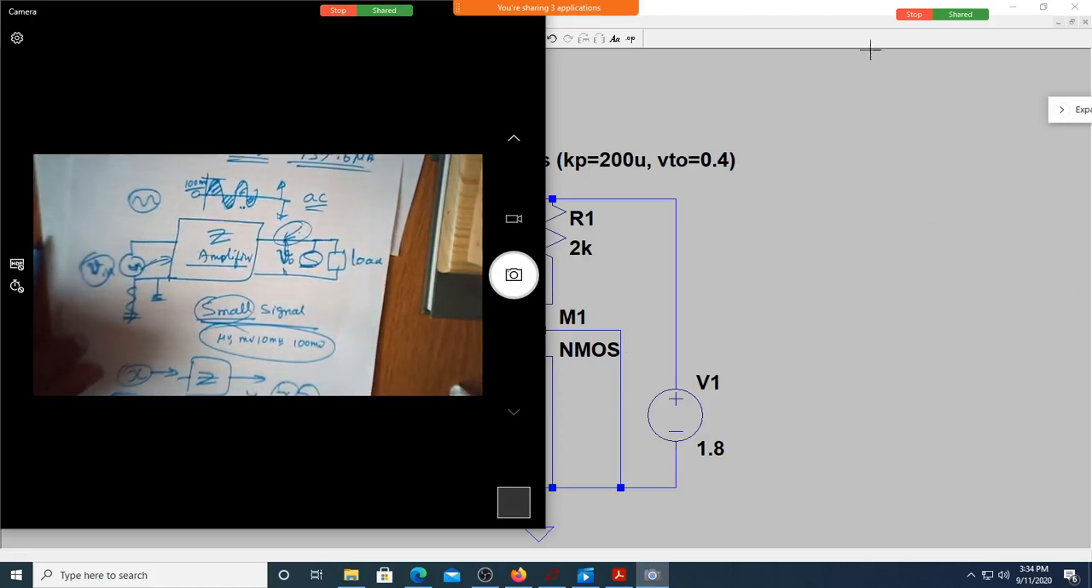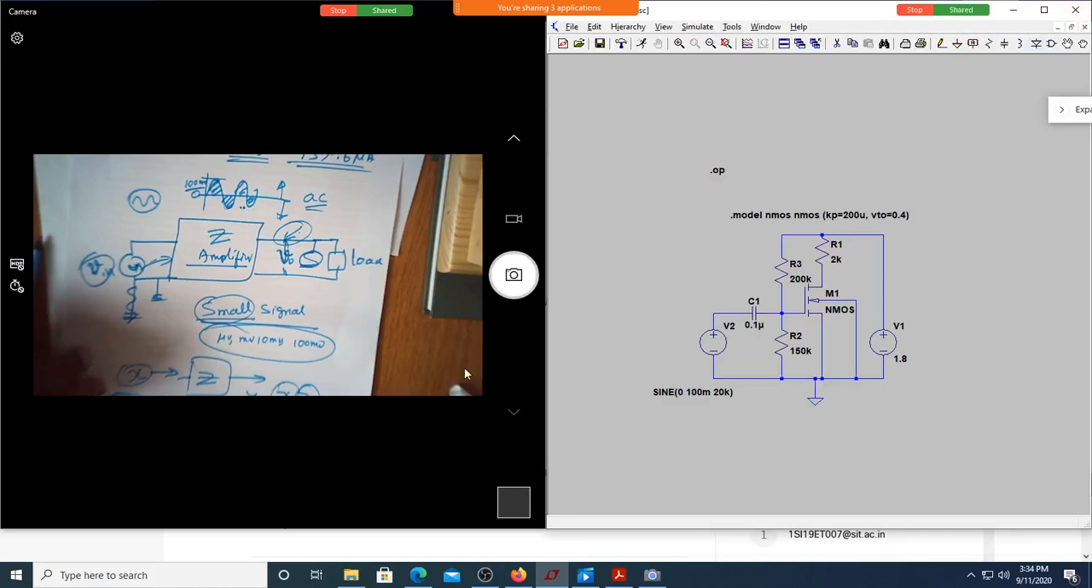Fine. So now let me see what happens to this. Shall I run? If I do dot OP, I cannot see the waveform. Why can't I see the waveform? Because dot OP corresponds only to DC operation.